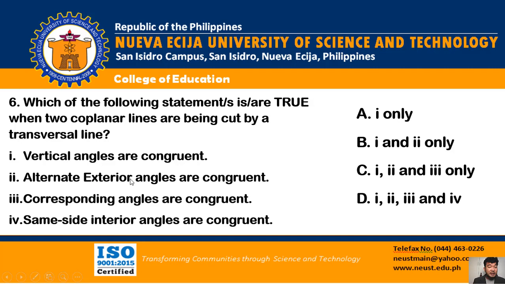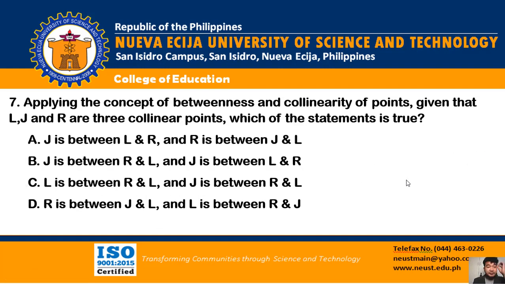Number 2, alternate exterior angles are congruent. That's true. Corresponding angles are congruent. That's true also. Same side interior angles are congruent. This is not true. Meaning, the only true statements here are 1, 2, and 3, and that is letter C.